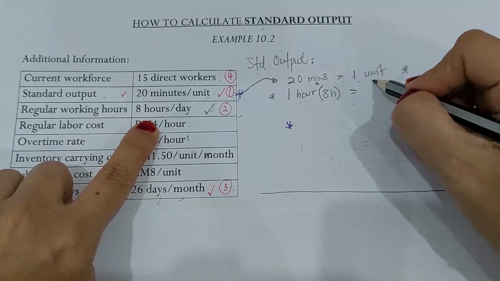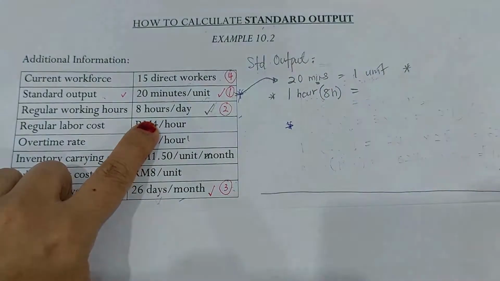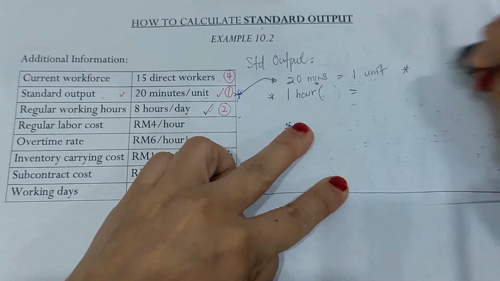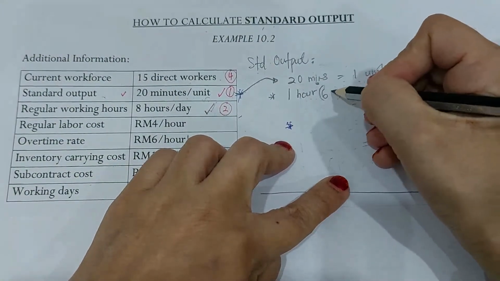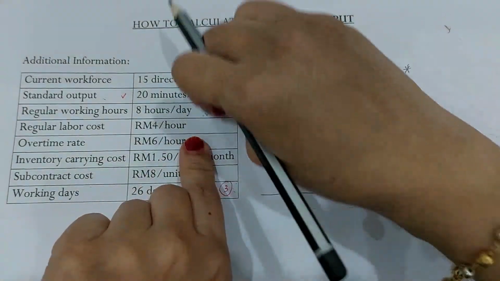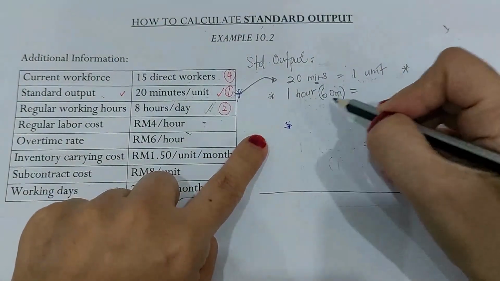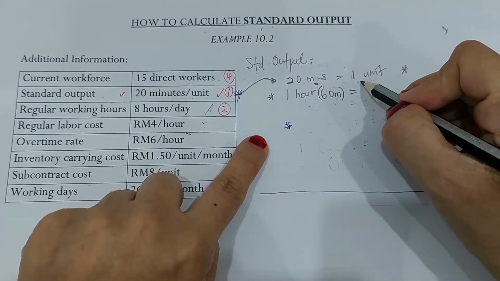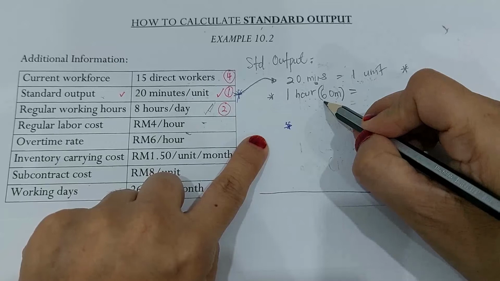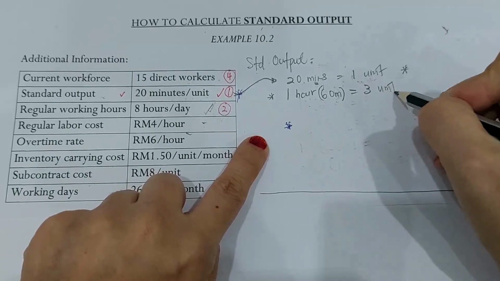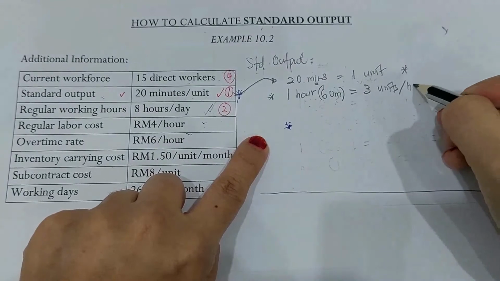So if 1 unit can be produced, not 8 hours. 1 hour, how many minutes are there? So there are 60 minutes. So we are not going to use the second information yet. So in 1 hour, there are 60 minutes. So if in 20 minutes we can produce 1 unit, then in 60 minutes we are able to produce 3 units. So this is per hour basis.